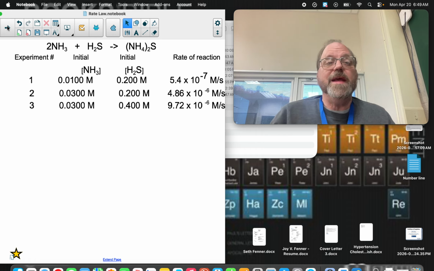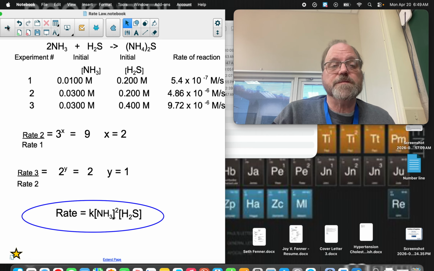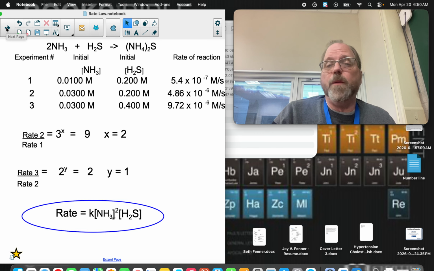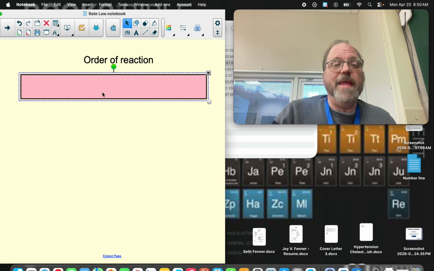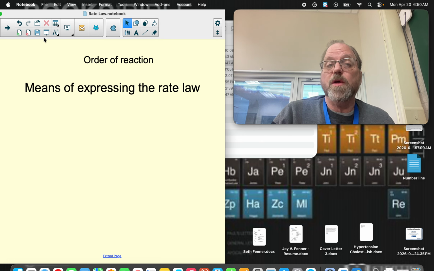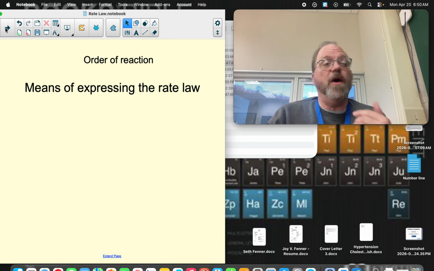All right, ready? Here are our answers. Right there. So our rate here is equal to k times the concentration of ammonia squared times the concentration of hydrosulfuric acid. And that is our expression. Now, there's one other thing that we can do here, and that is to find the order of a reaction. Order of reaction means expressing the rate law. So we express how they are.